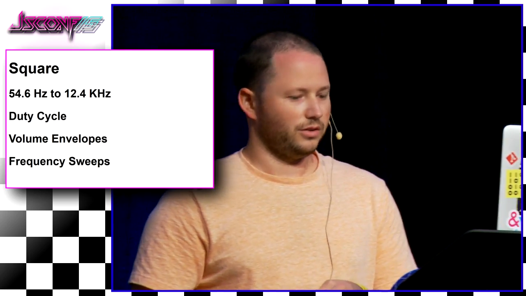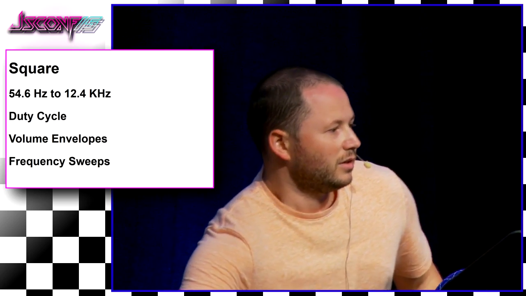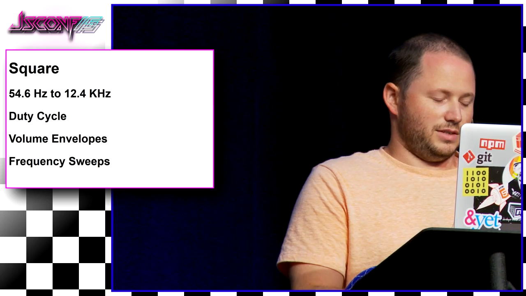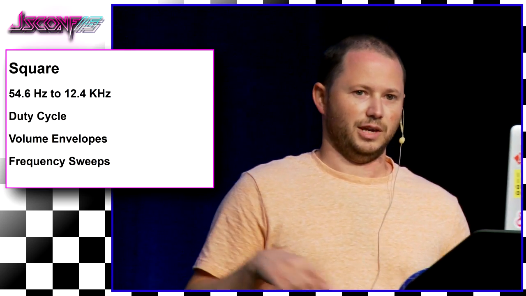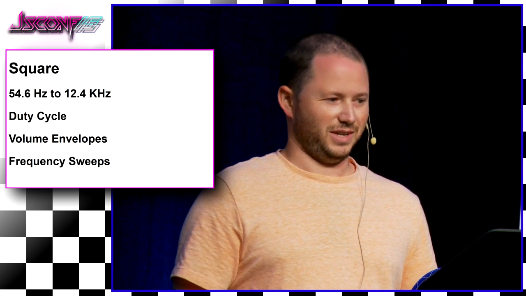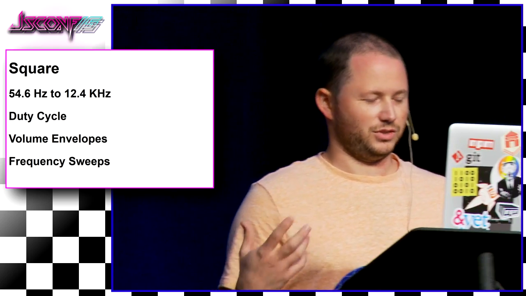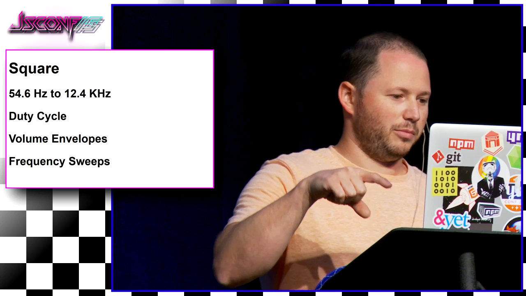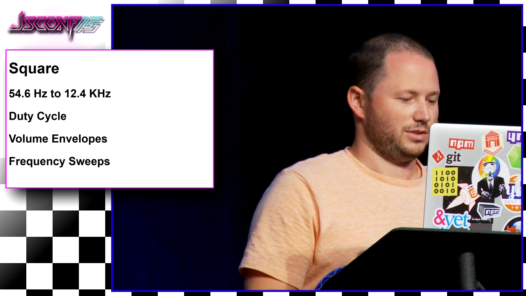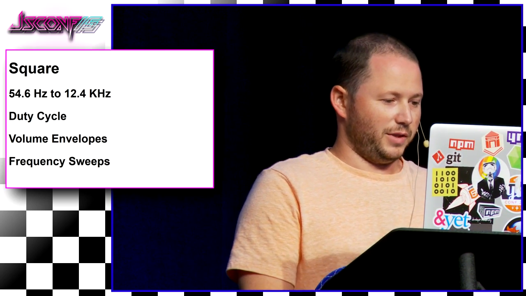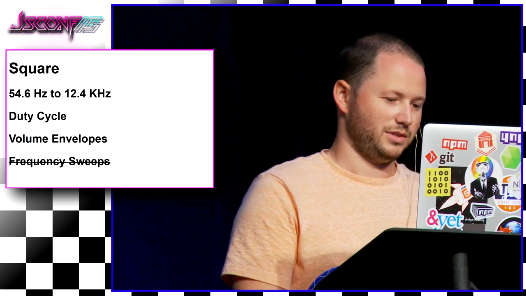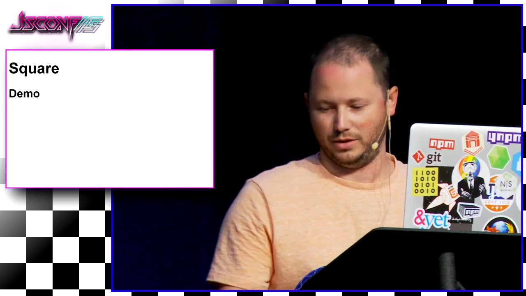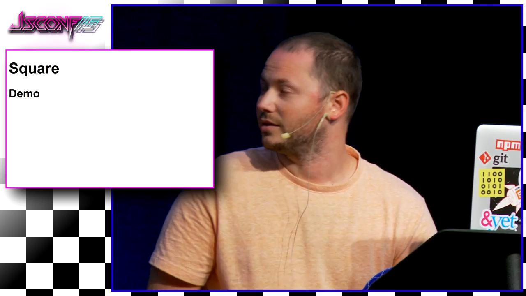So the features the square channel has include duty cycle, which I'll show a demo of, because a lot of this stuff you can't really visualize. I guess you could if I had an oscilloscope, but I don't. It's better just to listen to it, so we'll listen in a second. I didn't get frequency sweeps working, but here we go, and I'll demo the square.